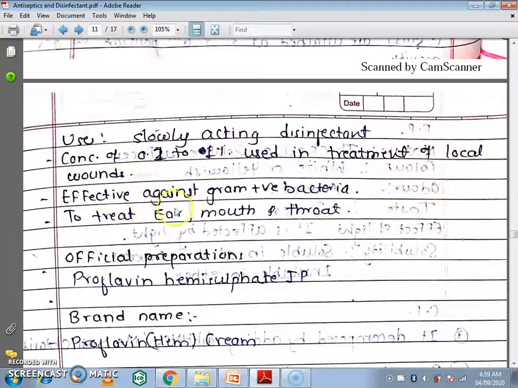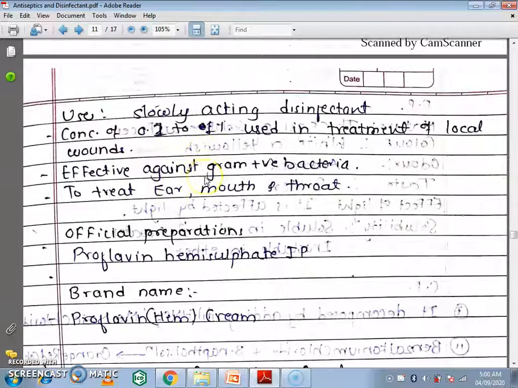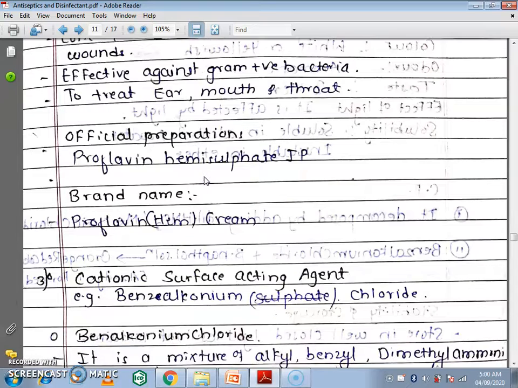It can kill gram-positive bacteria, that is, it is bactericidal. It is also used to treat ear, mouth and throat infections. These are some uses of this drug. The official preparation is proflavin hemisulfate IP. The brand name is proflavin hem cream. This is the brand name of this drug.